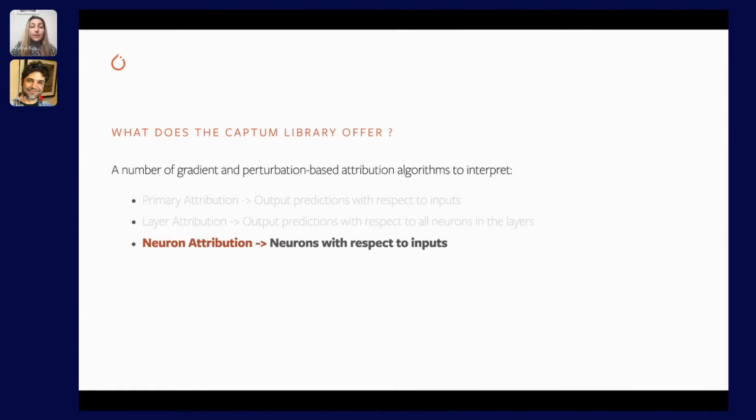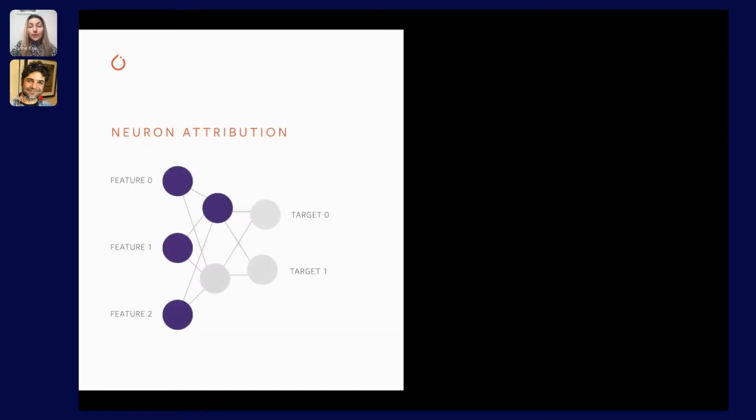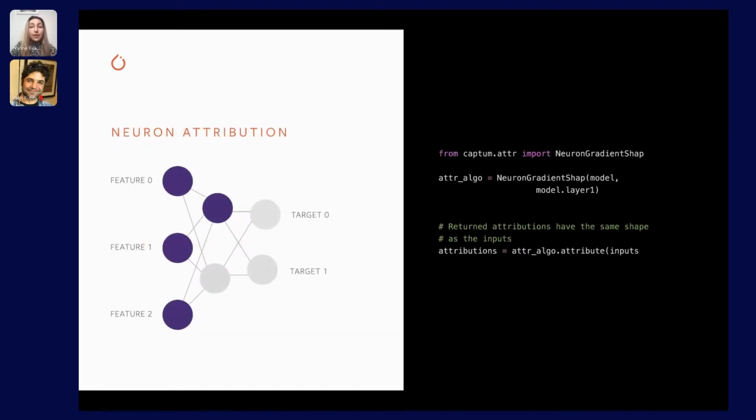And the third group is the neuron importance algorithms. This group of algorithms helps us to attribute an individual neuron in the model, or an aggregation of the neurons, to the inputs of the model. For example, you could imagine we have a gradient shap, or a neuron gradient shap, or a neuron saliency that we attribute to the input features of our model. And here we show an example of it.